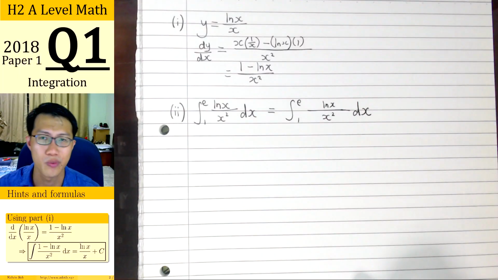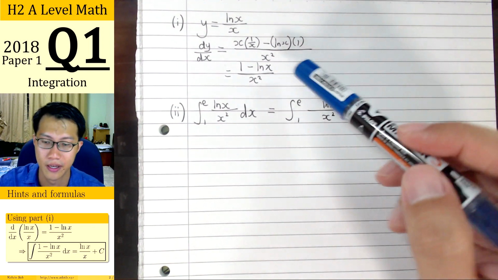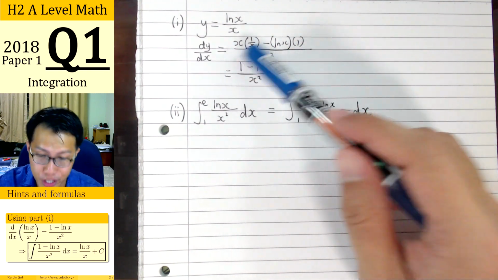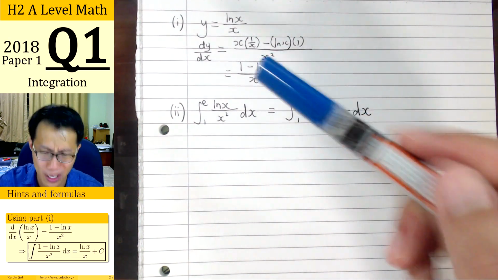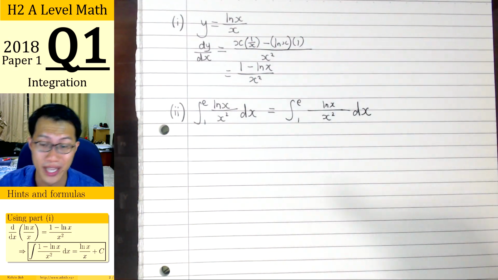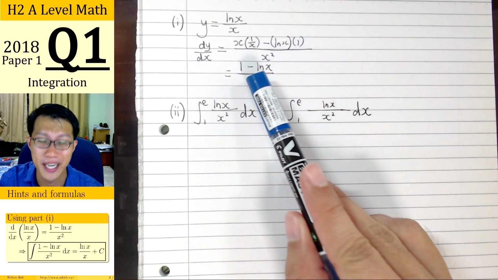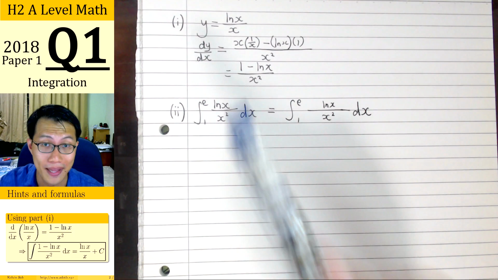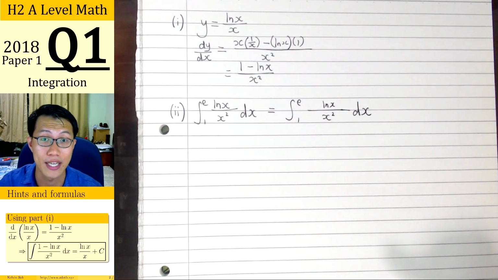However, as it is, we can't really use this observation yet, because what we know is that the integration of 1 minus ln x over x squared will be ln x over x. However, we are not asked to integrate this, we are asked to integrate ln x over x squared only. It's actually present over here, but we are missing the minus sign over here, and we're missing the number 1. So here we have to use some tricks to force 1 minus ln x over x squared out.